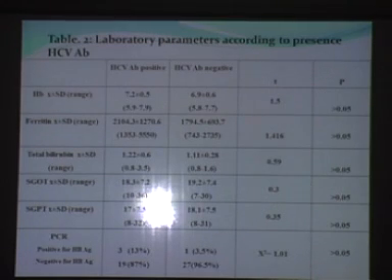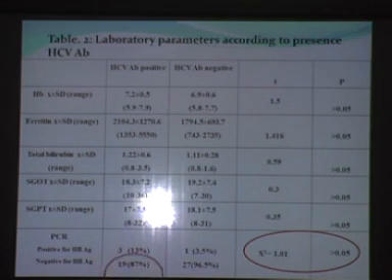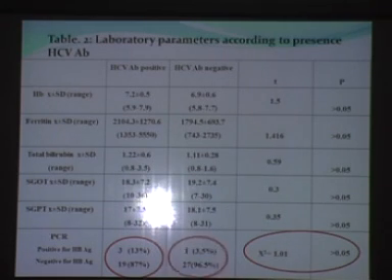This table shows the laboratory parameters according to the presence of hepatitis C virus antibody. This table shows there is no significant difference in the occurrence of occult hepatitis B in both groups. However, there is a slight increase in the number of patients with hepatitis C positive than those with hepatitis C negative: 3 patients in hepatitis C positive, about 13%, while only 1 patient with hepatitis C negative, about 3.5%.